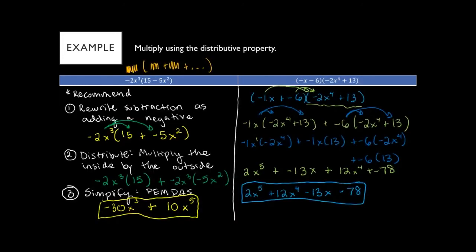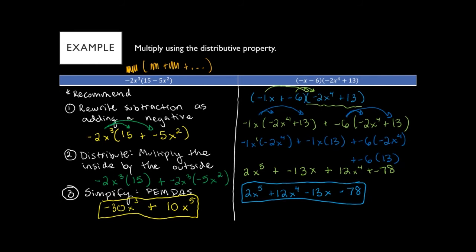Why did 13x not get added to the 12x to the fourth? It's because the 13x, the x has no exponent on it at all, and the 12x to the fourth has an exponent of 4. So they have to match. Since one has no exponent and the other one does, they can't be added together. They're not considered like terms.